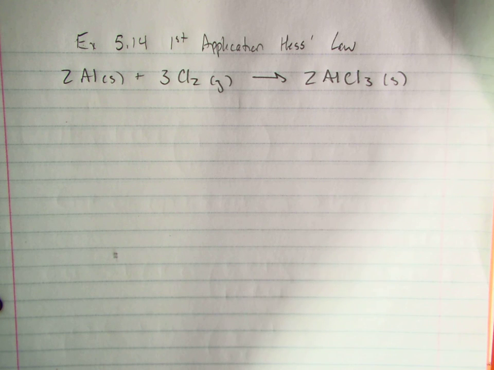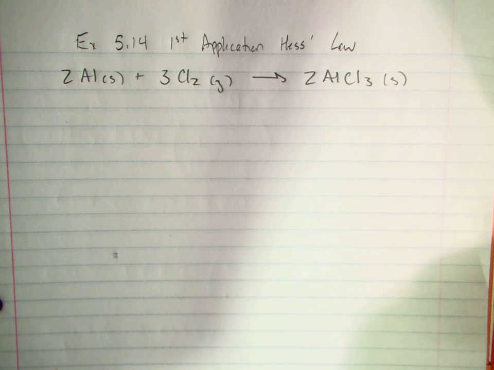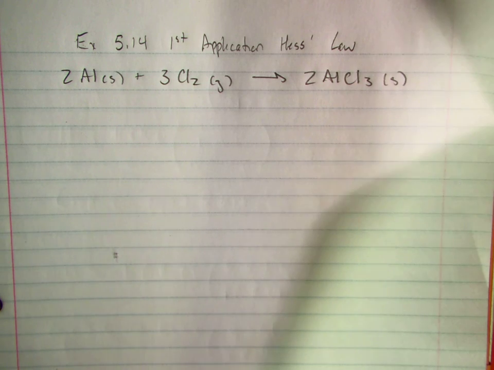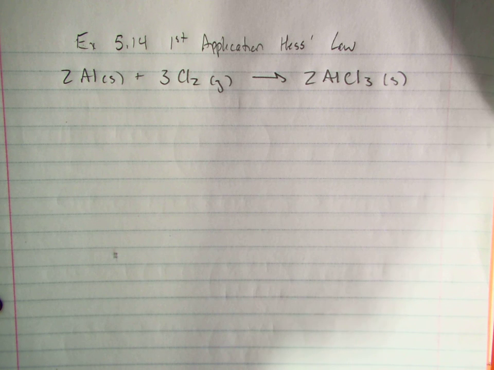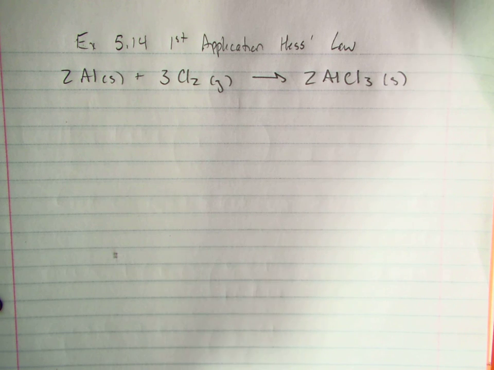Example 5.14 shows us the first application of Hess's law, where I'm trying to make this reaction that's shown on the paper out of the reactions that are given below. So you will want to have the slide pulled up so you can follow along. I have 4 reactions that I can start with to solve this problem, and a tip is to choose a reaction where you know where you want those things to go.